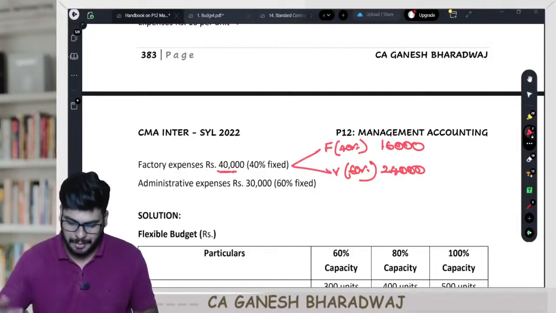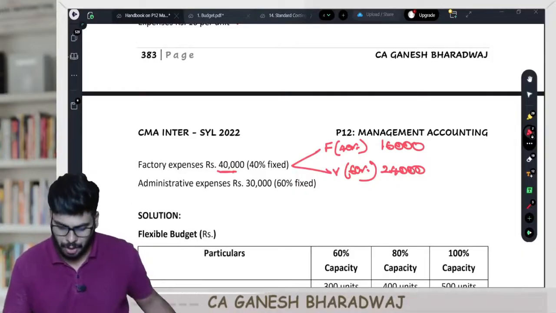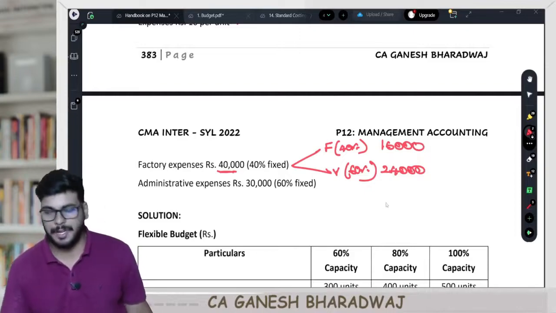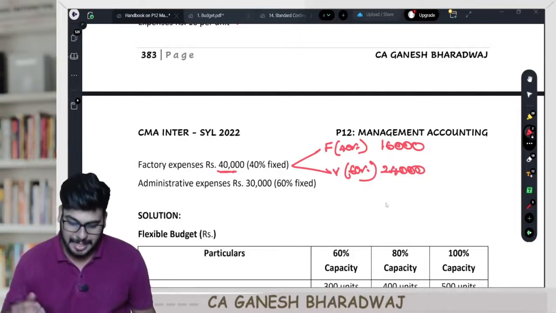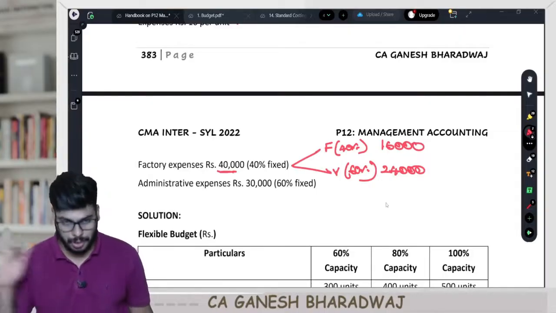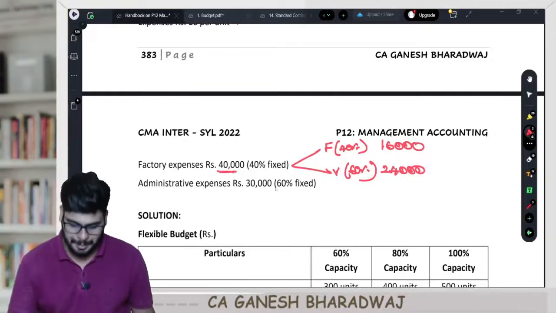So now you can bifurcate it. They have given 40% is fixed, so 40% of 40,000, 16,000 rupees is fixed, and the balance 60%, which is 24,000, is going to be the variable component. Similarly, admin overheads they have given, it's going to be 30,000 rupees is the total admin overheads. Out of that, 60% is fixed.